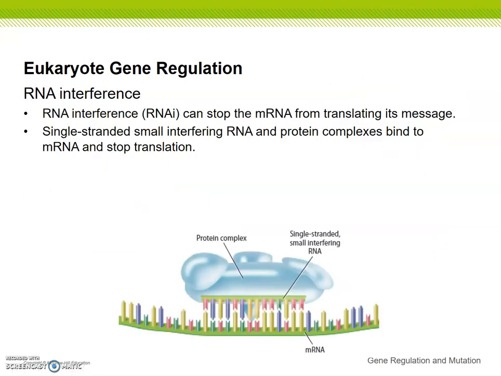Okay, we also have what's called RNA interference. RNA interference, or RNAi, can stop the mRNA from translating its message. So single-stranded small interfering RNA and protein complexes bind to mRNA and stop translation. So these things get in there and basically make translation stop.